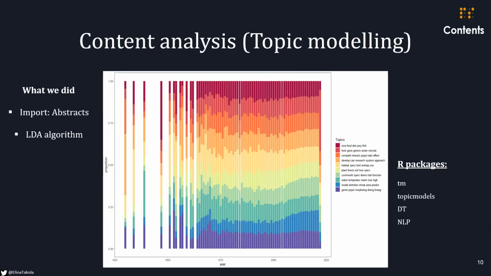The next component of the research weaving framework is content analysis. Here we use topic modeling, which is a text mining method, in order to identify conceptual topics in the abstracts of our publications. Essentially, these topics represent research communities inside the ecological niche literature. We identified 10 topics, and here you can see their evolution over time.